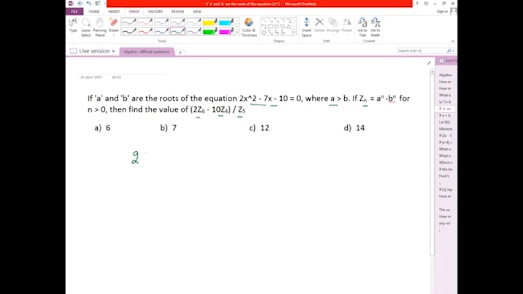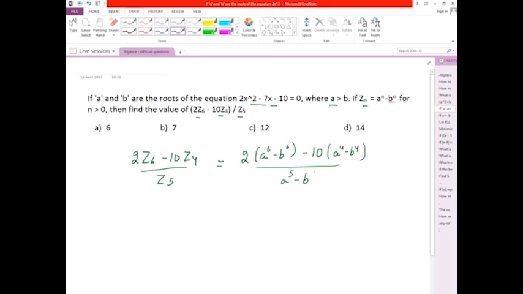So the general approach will be to look at the expression which you need to solve. So let us look at it and how we can solve. So 2z6 minus 10z4 by z to the power 5. z6 will be a to the power 6 minus b to the power 6. z4 will be a to the power 4 minus b to the power 4. And z5 will be a to the power 5 minus b to the power 5.